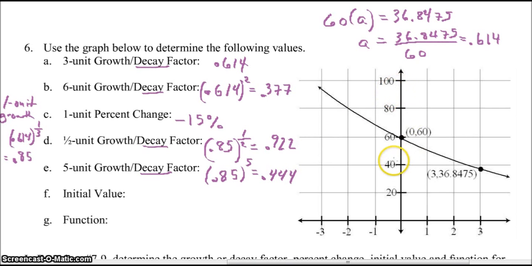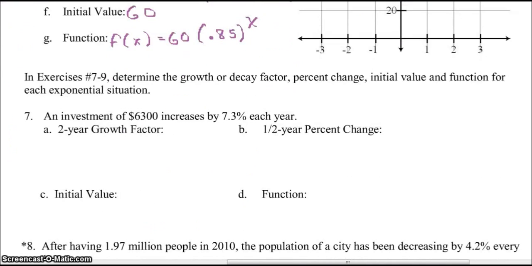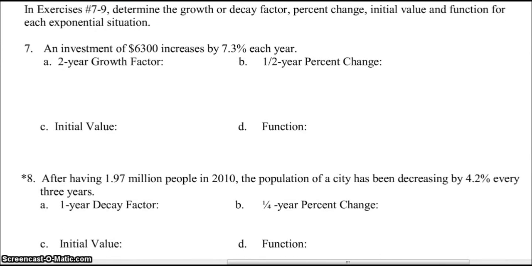Okay, here we can clearly see on the graph our initial value is 60. And so our function, we could call it f, our input x is 60, and our 1-unit growth factor with our input x. In exercises 7 through 9, determine the growth or decay factor, percent change, initial value, and function for each exponential situation.